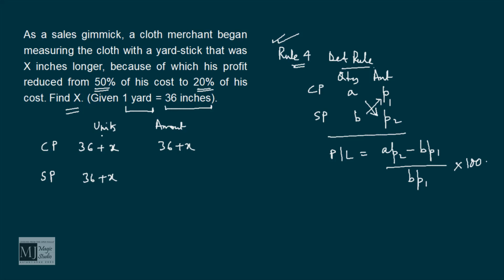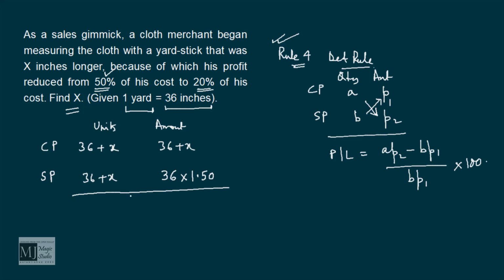At what rate am I selling? Now please look here. I am not charging the customer for 36 plus X inches, I'm just charging them for 36 inches. And what was the cost price of 36 inches? 36. And what was the selling price of 36 inches? Selling price of 36 inches was 36 rupees into 1.5. Got it? Why? Because initially I was selling those 36 inches at 50% profit. That's it, our setup is done.